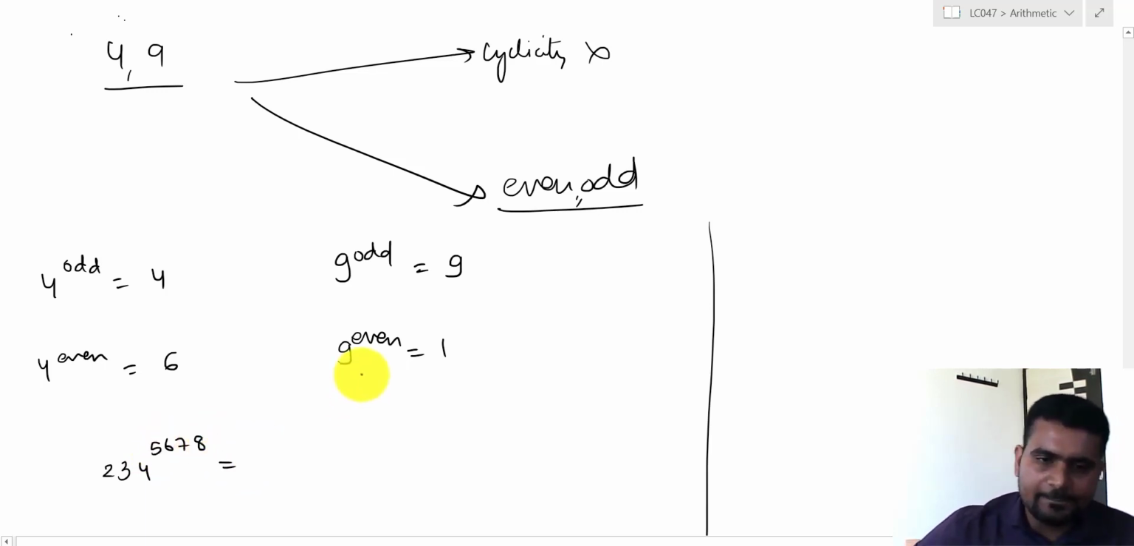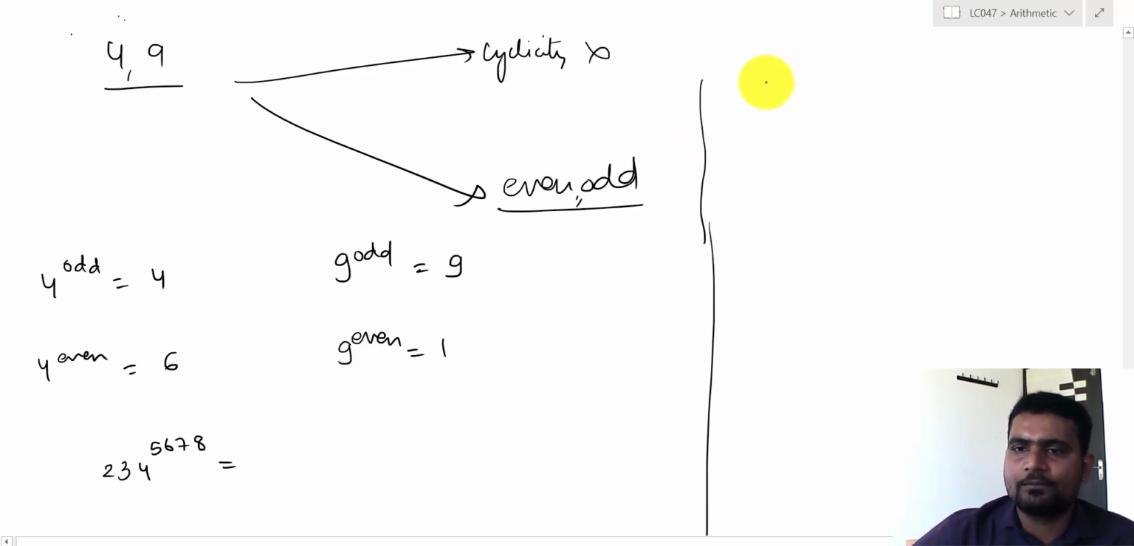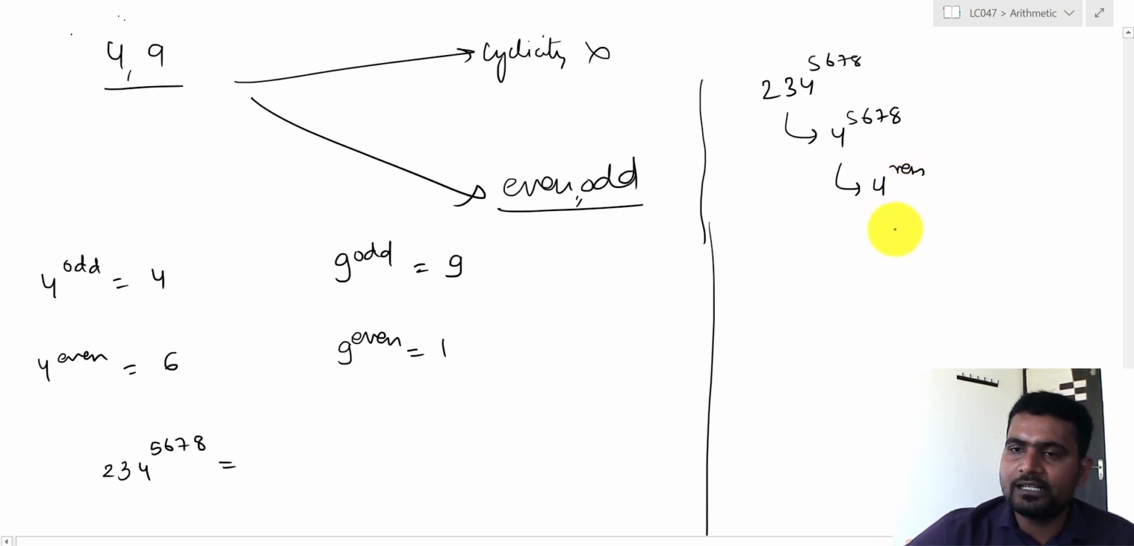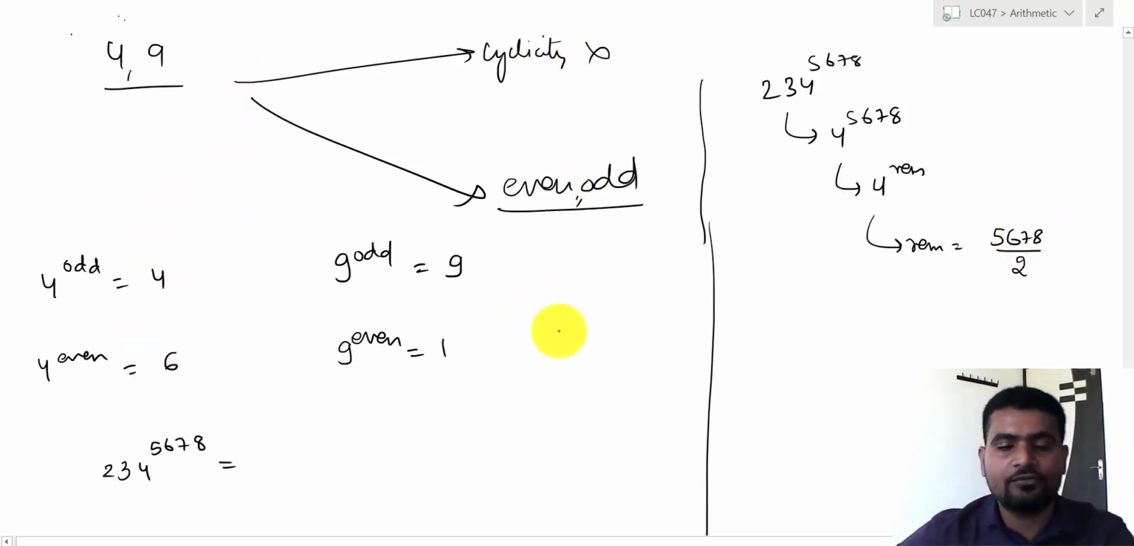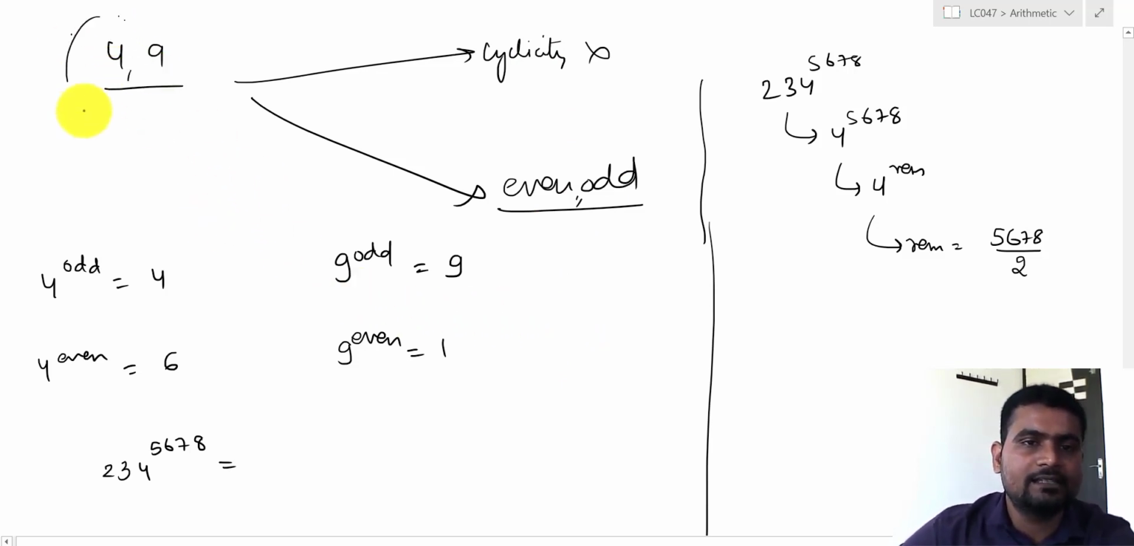If you go with the cyclicity approach, 234 raised to 5678 should be the same as 4 raised to power 5678, which is the same as 4 raised to the power of the remainder when 5678 is divided by the cyclicity of 4. What is the cyclicity of 4? That is 2. The cyclicity of 4 and 9 is 2 only.